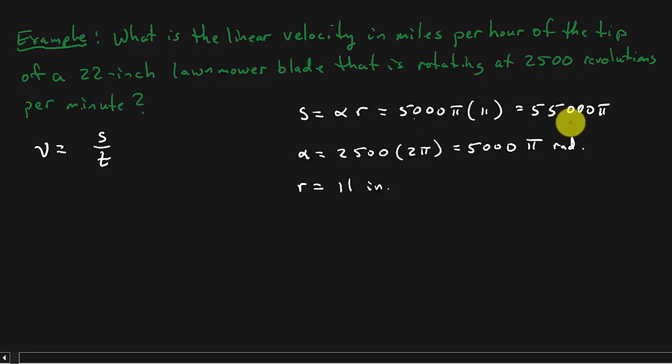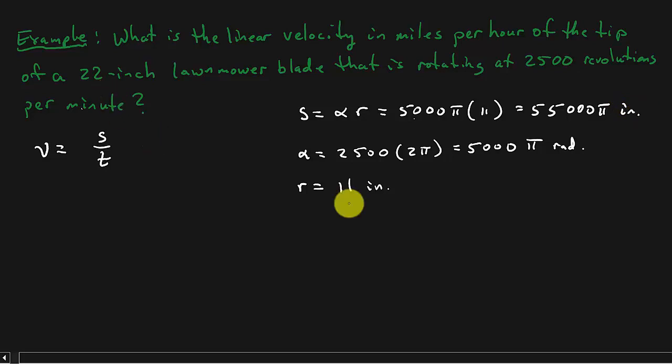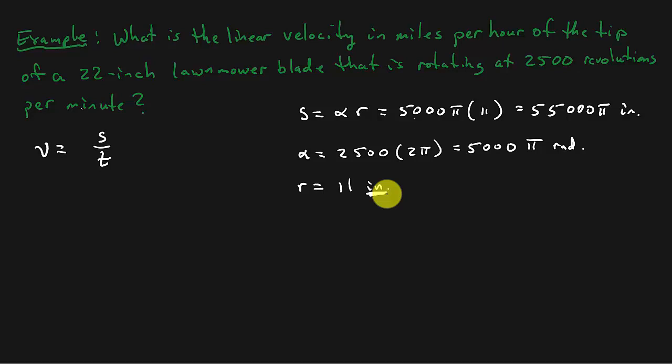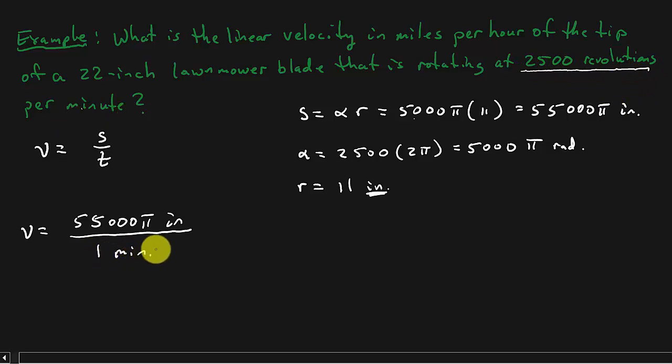11 times 5,000 is this, and then times the pi. And what is that? That is inches, right? Because the radius is in inches. So that's the distance it travels. All right. So we've got V is S, which is 55,000 pi, and that's inches. And how long does it take it to do that? Well, it did that many revolutions per minute, per 1 minute.